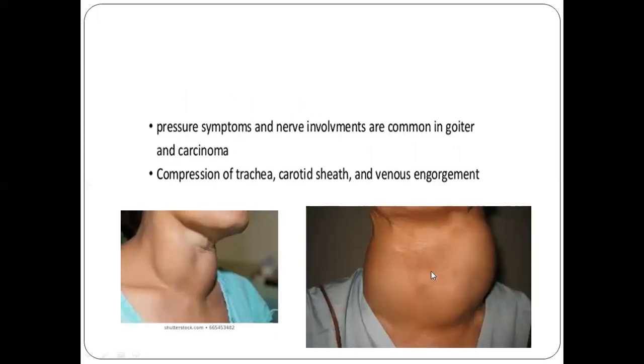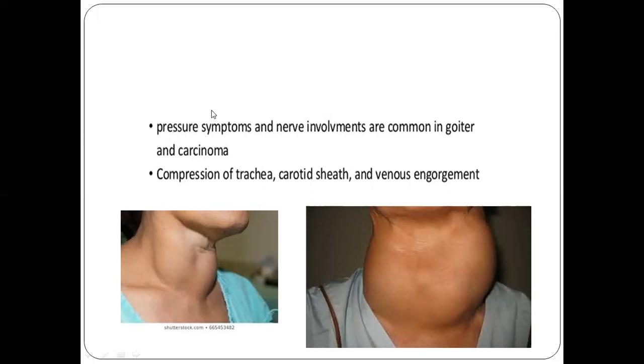Sometimes what happens is the sternothyroid actually fixes the thyroid to the larynx. So the expansion of the thyroid outward is less, and it will go downward behind the sternum. That condition is called a retrosternal goiter. It causes pressure symptoms and nerve involvement.